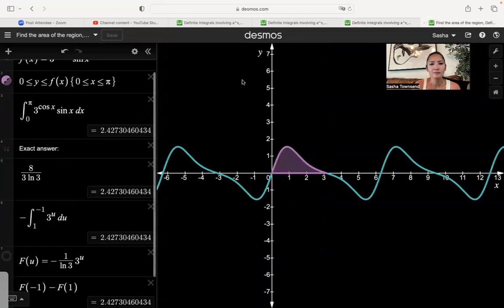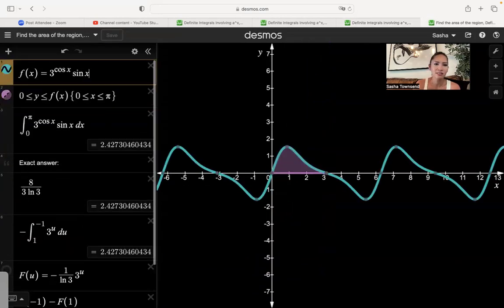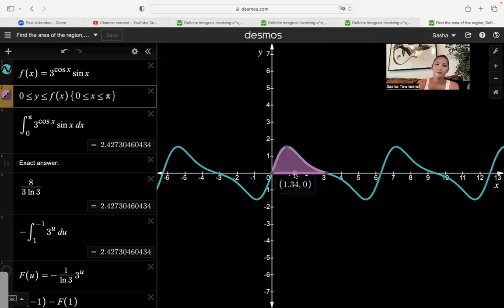And then the last one involved 3 to the cosine of x times sine of x. It's actually a really cool curve. Lots of hills and valleys. You can see that it's periodic. It looks like it's periodic with a period of 2 pi, which makes sense because cosine has a period of 2 pi and so does sine. But we also see some relative extrema.